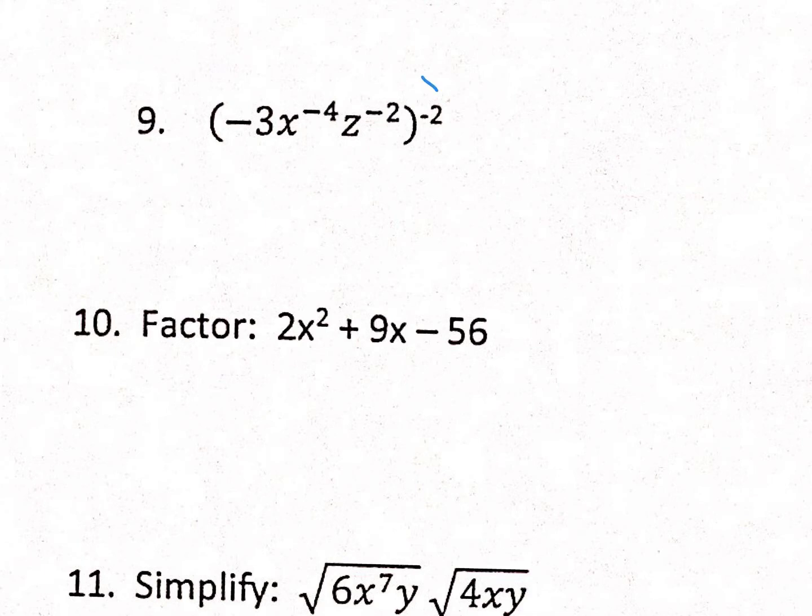The exponent on the outside goes for everything in there. So it goes for the negative 3. It goes for the x, which you multiply negative 4 times negative 2. It goes for the z, which you multiply negative 2 times negative 2. And you're done there except for this term right here.